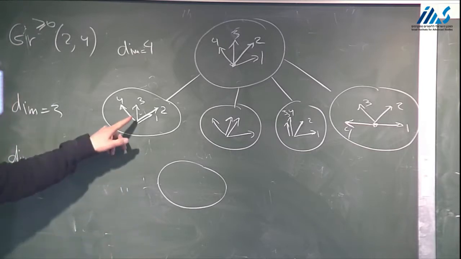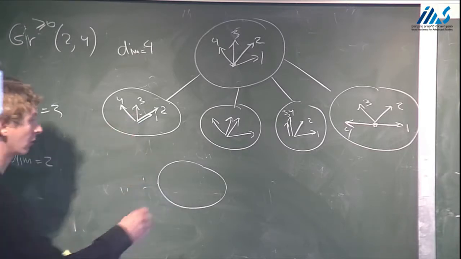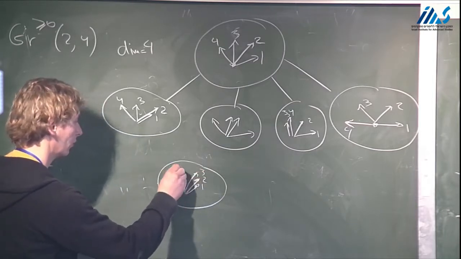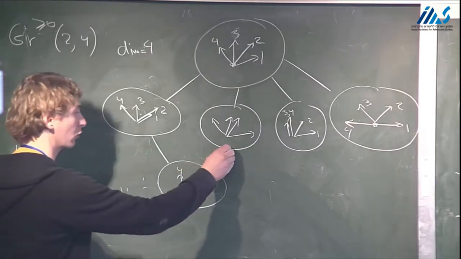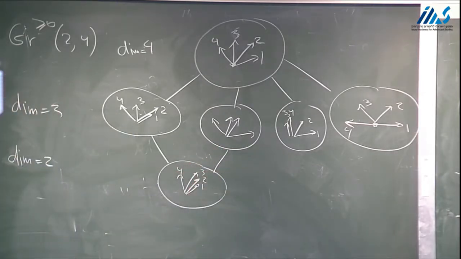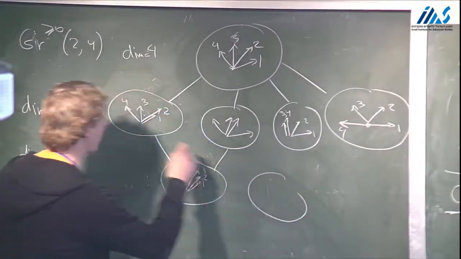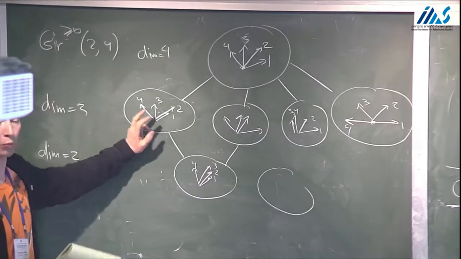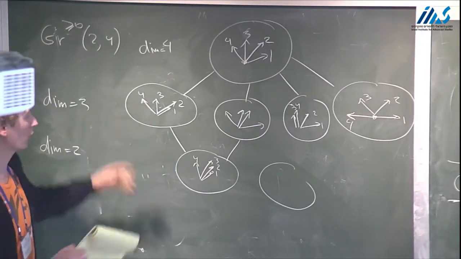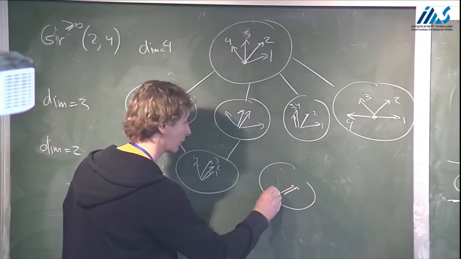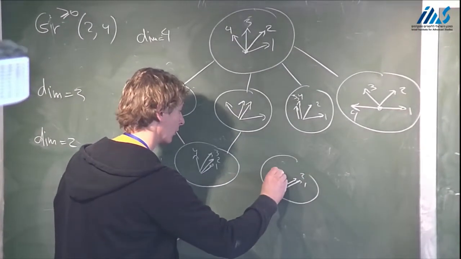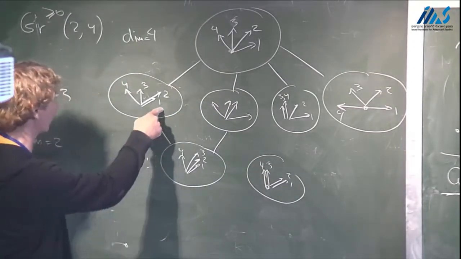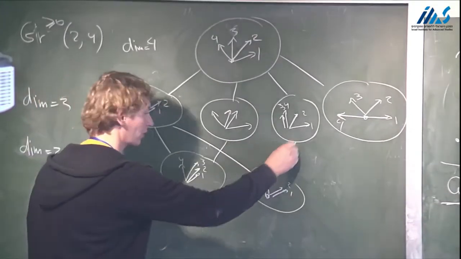The possibility here is that you can make 1, 2, and 3 parallel to each other. So you have a picture like this: 1, 2, and 3 are parallel, and 4 is not. So it's in the closure of this cell and also in the closure of this cell. Similarly you can make 2, 3, 4 parallel to each other and so on. Or you can make 2 pairs of parallel vectors: 1 and 2 parallel and 3 and 4 parallel. So you have 2 pairs of parallel vectors. It's in the closure of this one and also in the closure of this one.